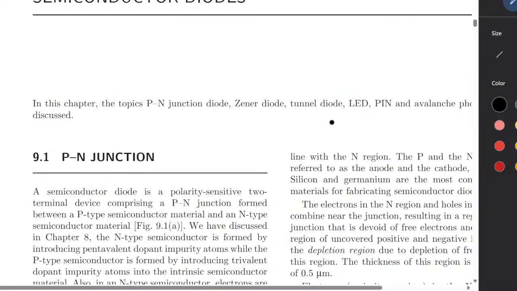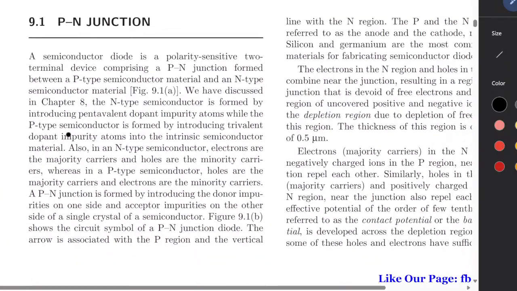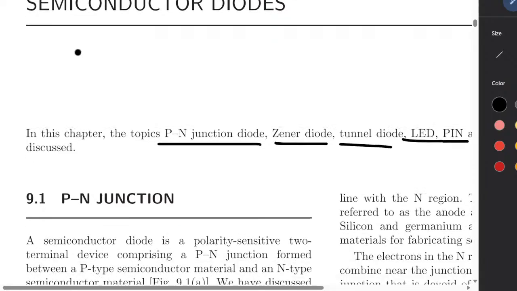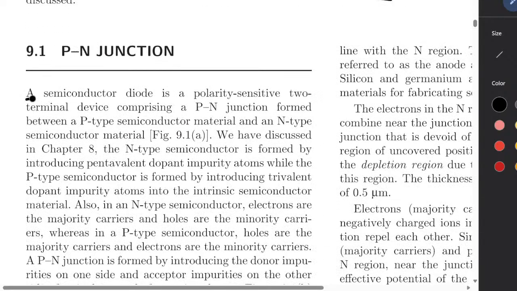So we know that the PN junction diode, Schottky diode, tunnel diode, LED, PIN and avalanche photodiode are semiconductor diodes. First we have to discuss what a PN junction diode is. A PN junction semiconductor diode is a polarity sensitive two-terminal device in which a P-N junction is formed.